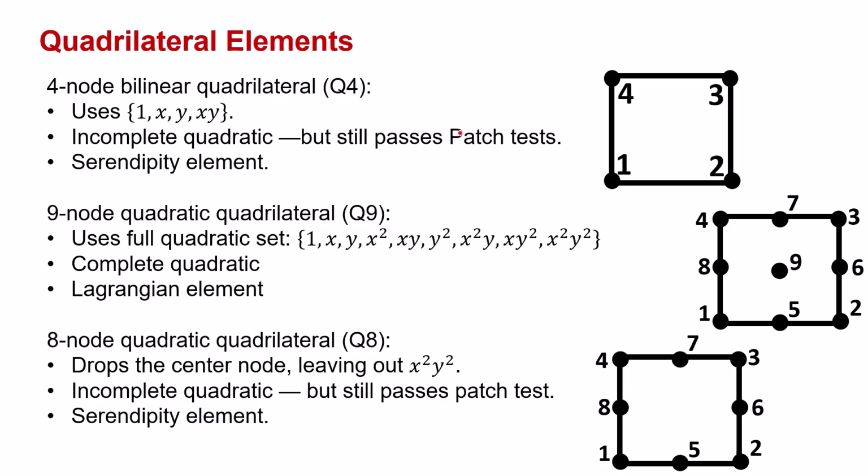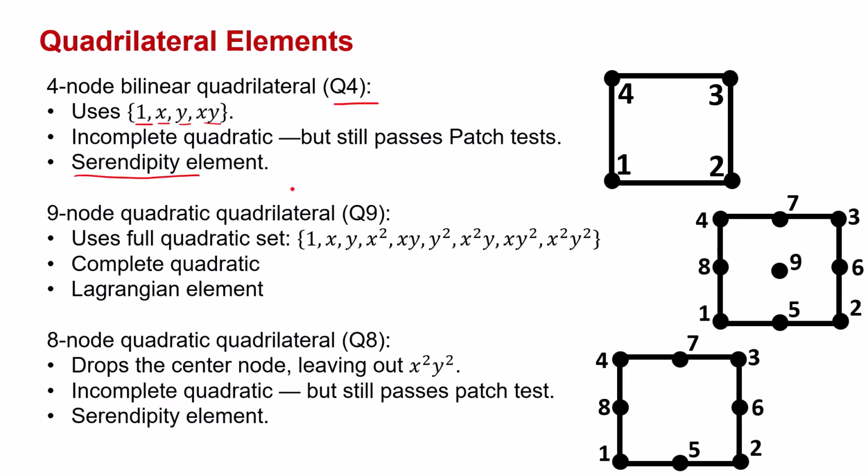We start with the 4-node bilinear quadrilateral or Q4 element. This element uses the polynomial terms 1, x, y, and xy. Although this is an incomplete quadratic set, it is still sufficient to represent rigid body motion and constant strain. So the Q4 element passes the patch test. For this reason, Q4 is classified as a serendipity element.